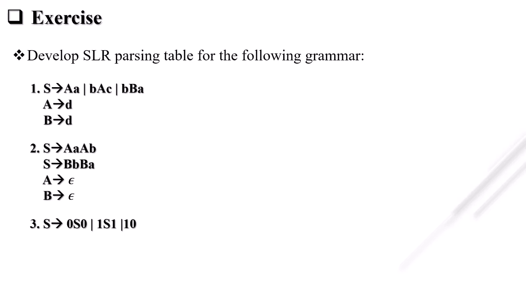So these are some examples that you have to do on your own. Develop the SLR parsing table, only the parsing table, not pass any string. The first one is S tends to AA, BAC, BBA. Okay, this one is important.